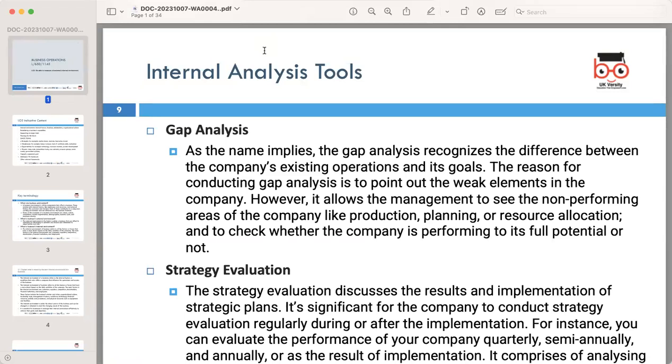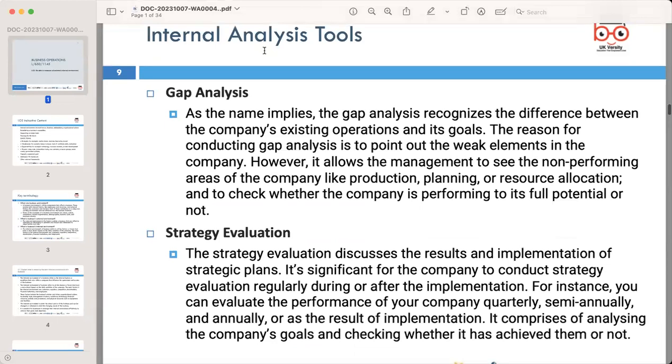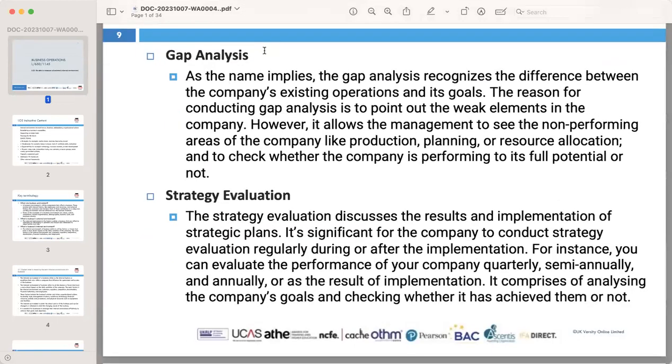So gap analysis defines gaps between existing operations and company goals, revealing weak areas. Then strategy evaluation. The strategy evaluation discusses the results and implementation of strategic plans. It's significant for the company to conduct strategy evaluations regularly during or after the implementation.